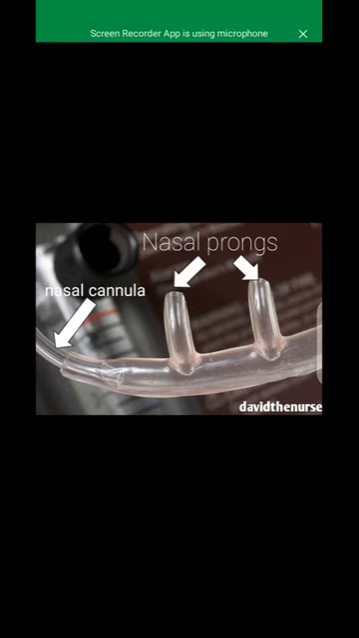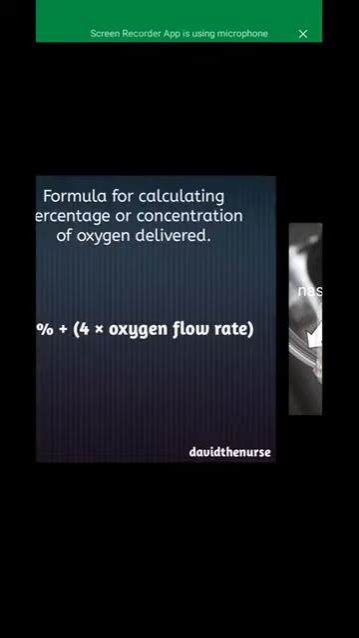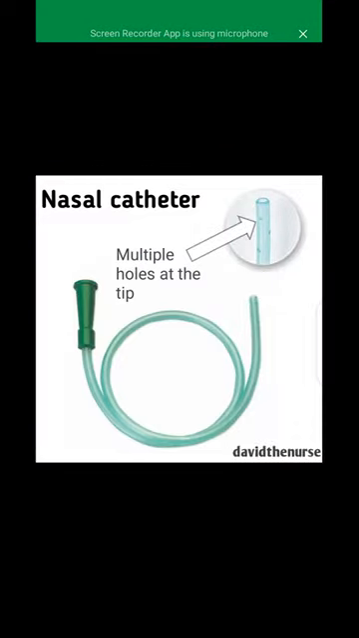And these two prongs go into the nostrils of the patient, the right and the left nostrils. And then you administer your oxygen. I hope this is very clear. Then I'll be talking about the nasal catheter.